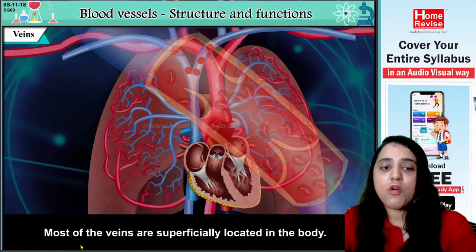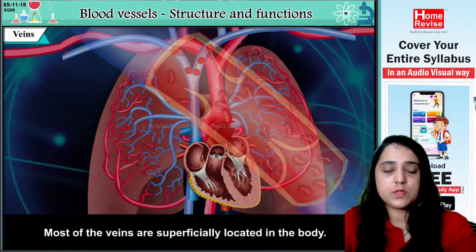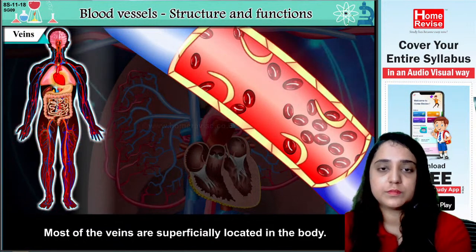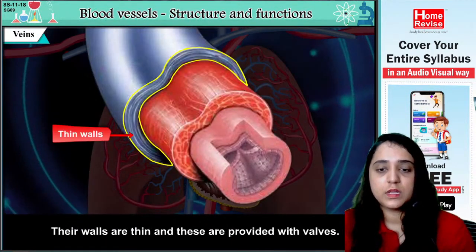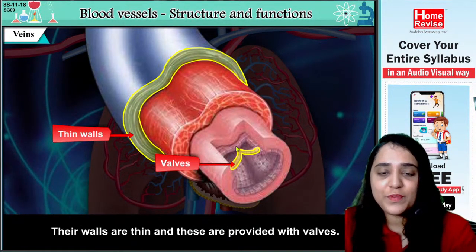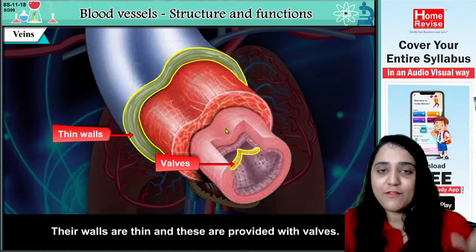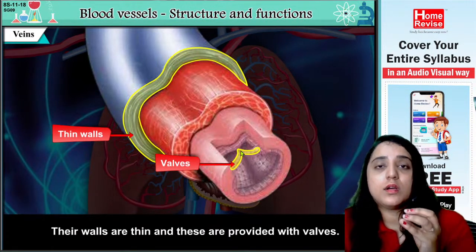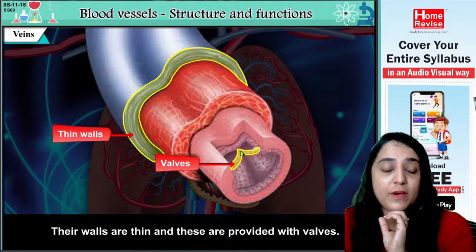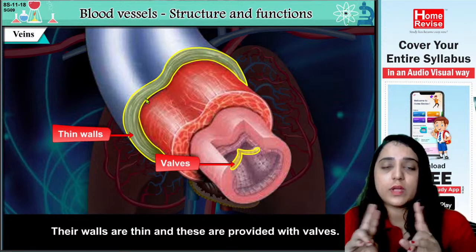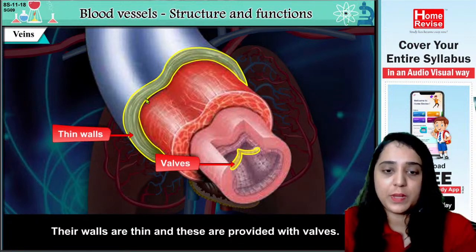Now, most of the veins are superficially located in the body. Their walls are thin and they are provided with valves. Can you see the valve present here? Yes, arteries don't have valves, but the veins do have valves. Also, the walls of the arteries were thick, but here the walls of the veins are thin. You can use this while understanding the difference between the two.